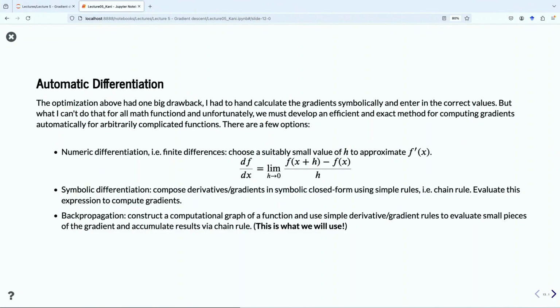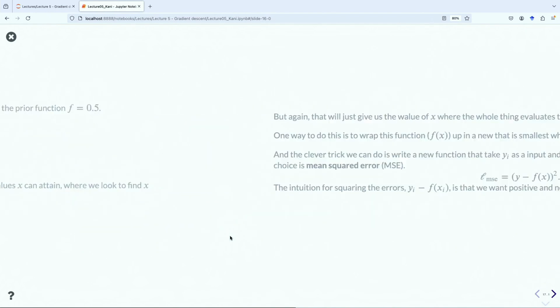But back to the automatic differentiation. Backpropagation is simply that we construct a simple computational graph of a function, and then we calculate out the derivative and gradient rules to get the gradients and accumulate the results versus the chain rule.